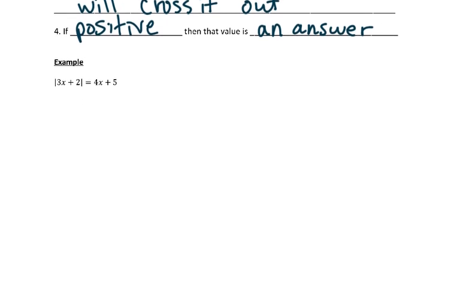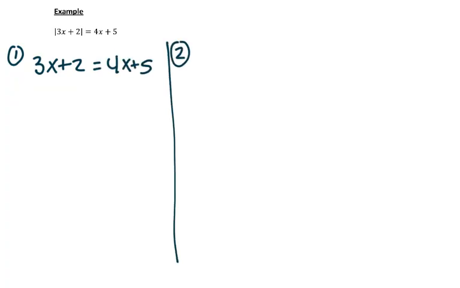Let's take a look at an example. Extraneous ones will always have an x on both sides. So equation number 1, we're going to have 3x plus 2 equals 4x plus 5. Equation number 2, we're going to have 3x plus 2 equals negative 1 times parentheses 4x plus 5. So for the second equation, you're going to put this negative 1 in front of the right-hand side.